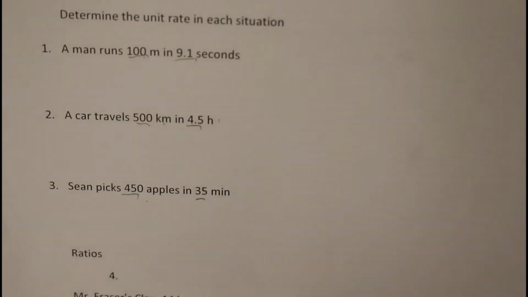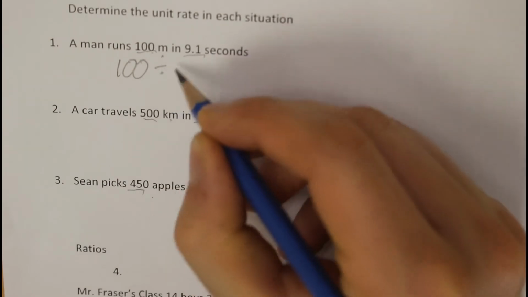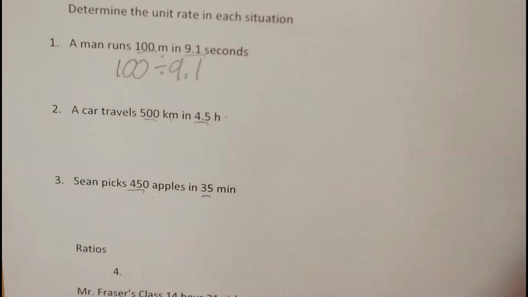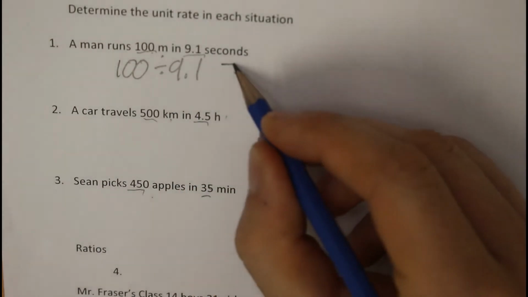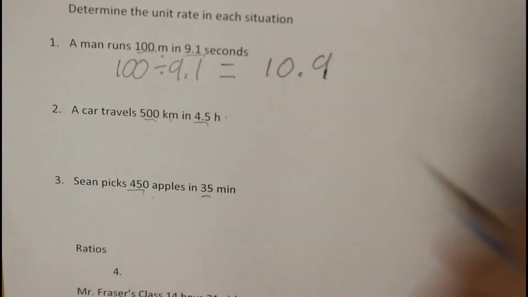You might say, I ran 100 meters in 9.1 seconds. I wish I could. This is about how fast Usain Bolt goes. So it might not be in the same order. Just look for the distance or the thing, and usually time or money. So this one is just going to be 100 divided by 9.1. Divide that up, that means the answer is going to be 10.9.